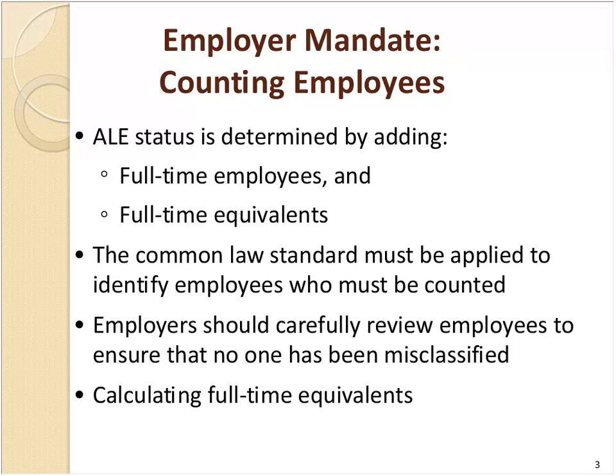And you want to take a careful look to make sure that nobody has been misclassified, because if you think you have 45 and there are 5 full-time independent contractors that you think are really independent contractors and they turn out not to be independent contractors, then you're at 50.